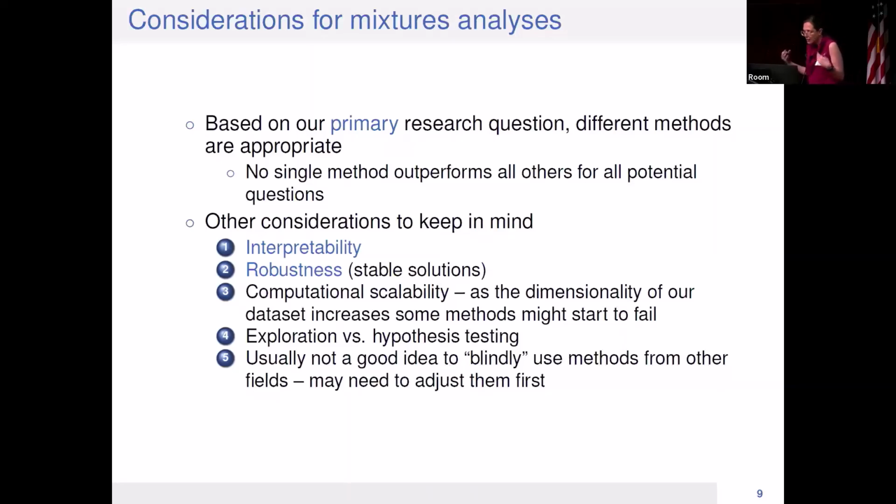Computational scalability becomes increasingly important. Not only in the exposure matrix, are exposures becoming, especially now with omics, several thousands of features, right?